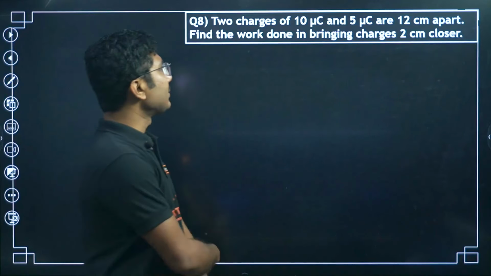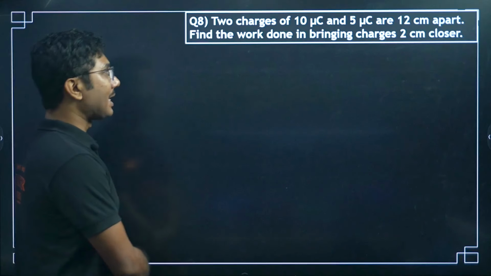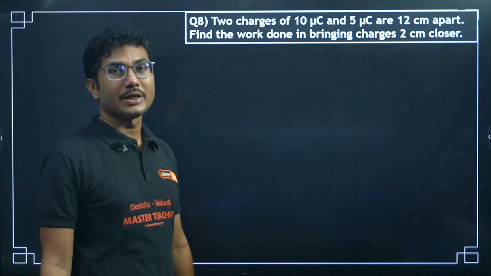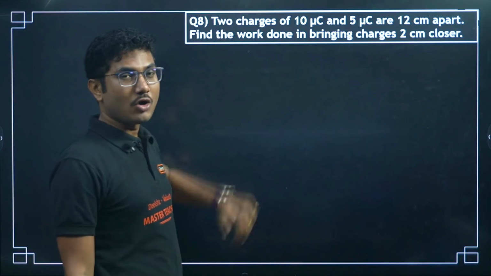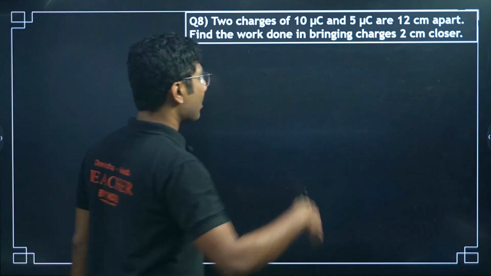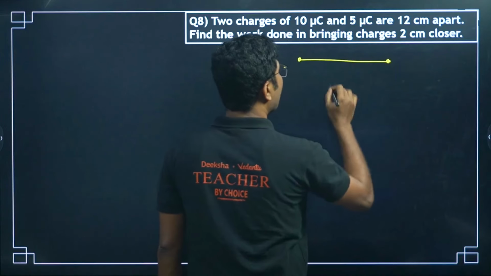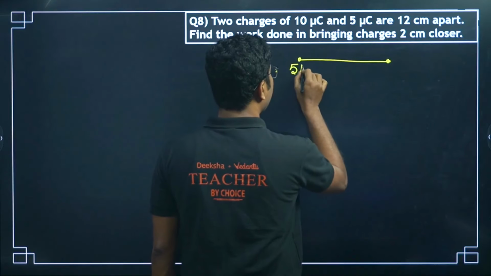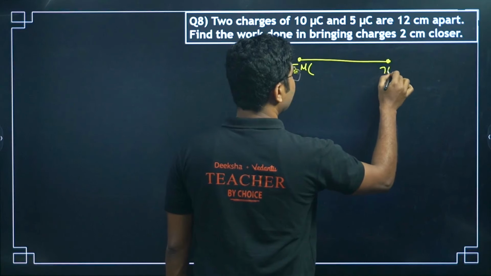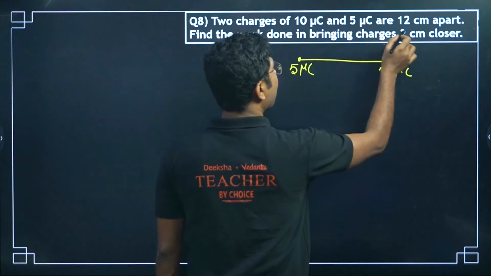Next, two charges of 10 microcoulomb and 5 microcoulomb are 12 centimeter apart. Find the work done in bringing the charges 2 centimeter closer. This is a very common type of question which comes across midterm across all districts. So, here we have two charges, 5 microcoulomb and 10 microcoulomb, separated by 12 centimeter.